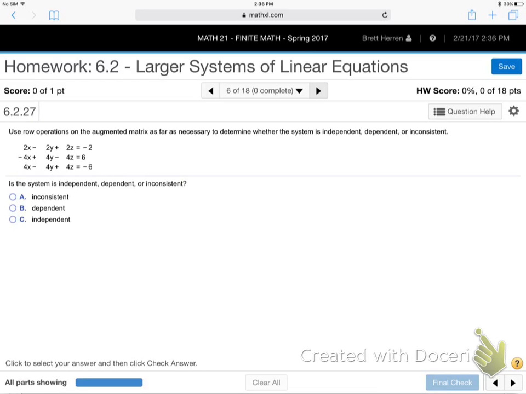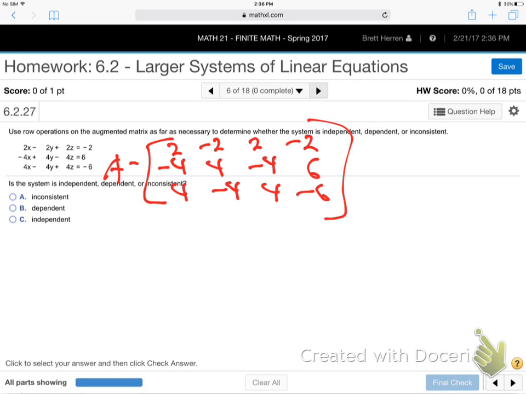Okay, so same thing. Put this one into your calculator. 2, minus 2, 2, minus 2, negative 4, 4. Don't forget those negative signs. Sometimes they're not very close to the numbers, hard to see them. Put that in for matrix A. Do RREF on matrix A and see what you get. I'll do it too. I'll race you. See who can beat me here.